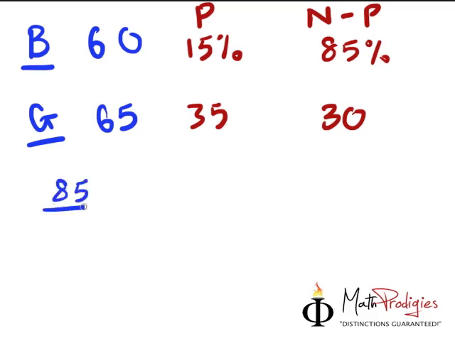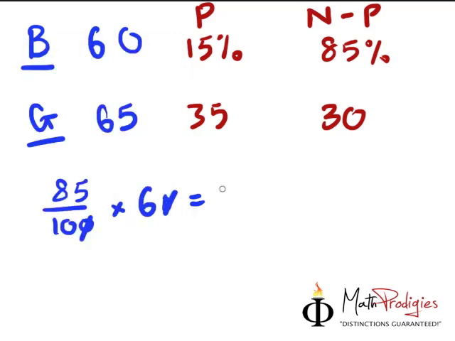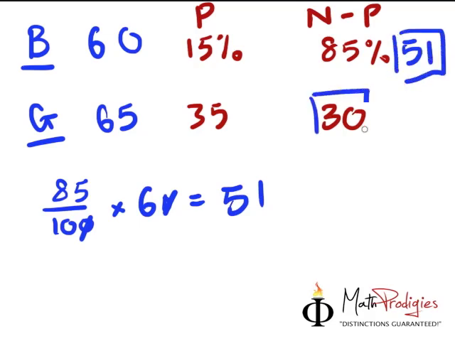85%, which means 85 over 100 times 60, is going to give you that answer. Cancel the 0 here, cancel the 0 here. 85 times 6 divided by 10, you get 51. So how many boys did not get a prize? The answer is 51. So 51 and 30 were non-prize winners.